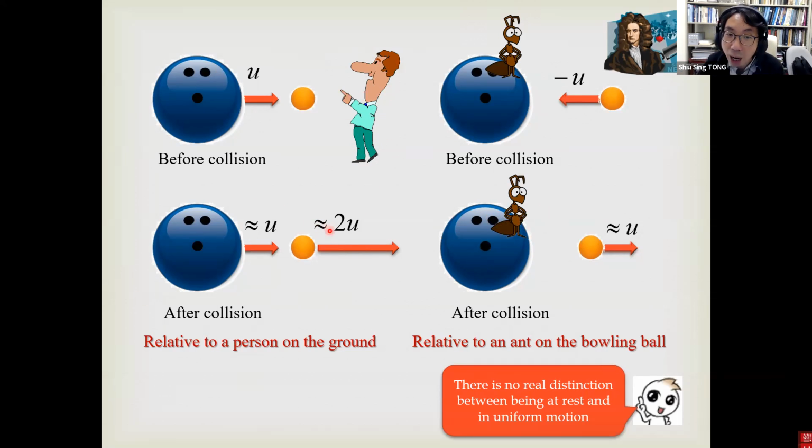So that explains why the ping pong ball has a velocity 2u, because it's just a ping pong ball colliding with a stationary bowling ball here. Okay, now this is a change in reference frame. You can understand why this happened by changing the point of view. You change to the point of view of the observer who is sitting on the bowling ball.